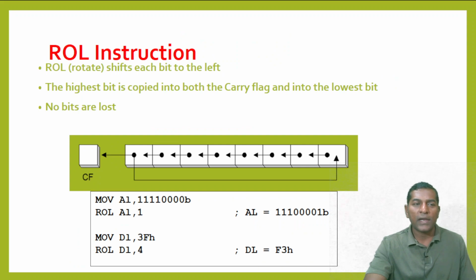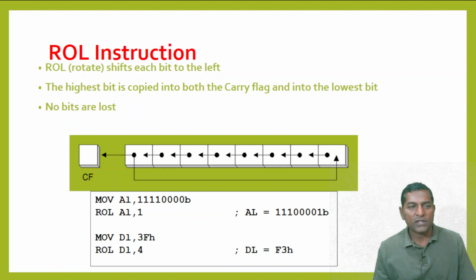Then the ROL instruction, rotate, shifts each bit to the left. So here what we are trying to do is rotate the information, but we do not consider the carry flag as a part of the rotation. The highest bit is copied into both the carry flag and the lowest bit.